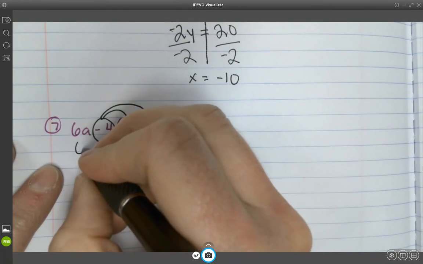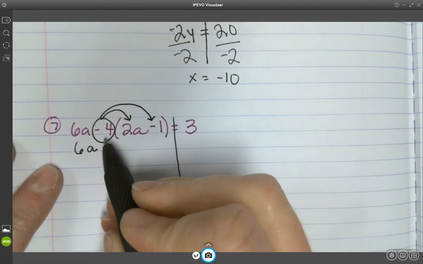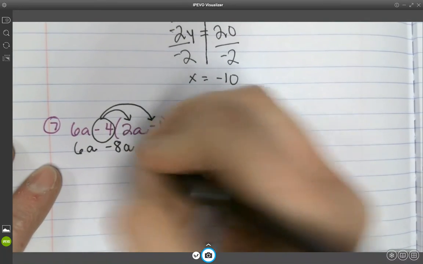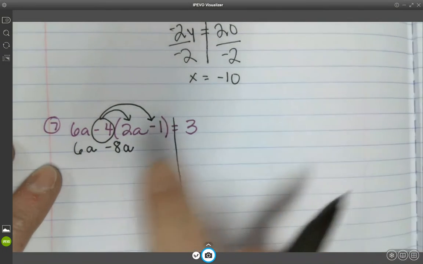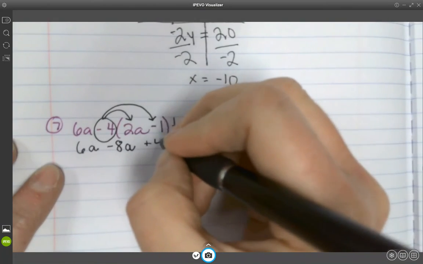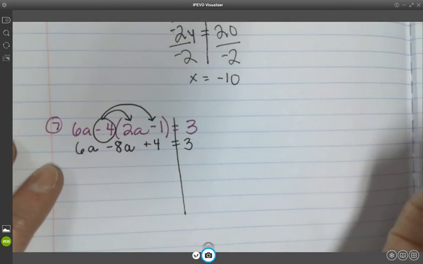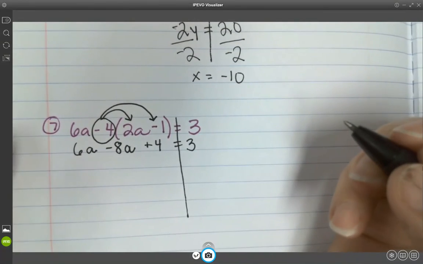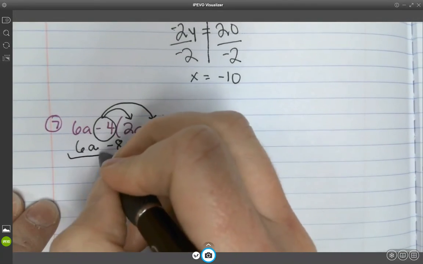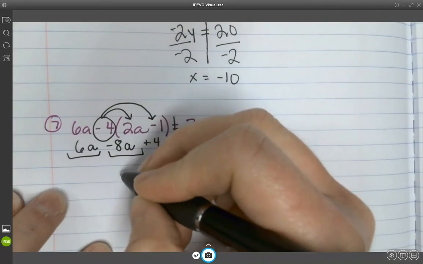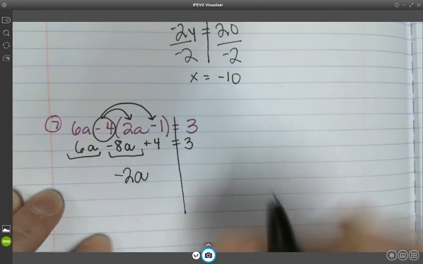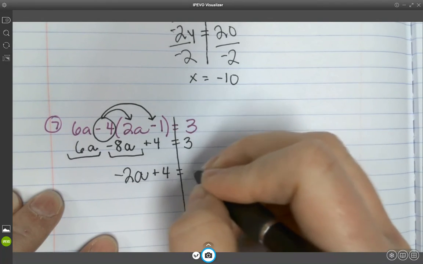So I have 6a, -4 times a +2. It's -8. And then a -4 times a -1, +4 equals 3. Okay, I'm almost simplified because I distributed, but I have to combine like terms now. So these two are my like terms. -2a, because you keep the sign of the larger number. See how 8 is the larger number between 6 and 8? Okay, +4 equals 3.